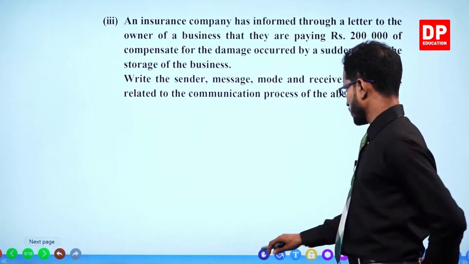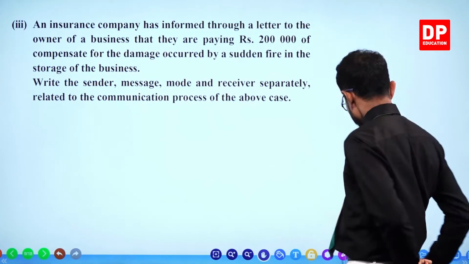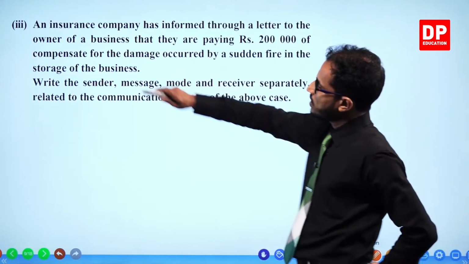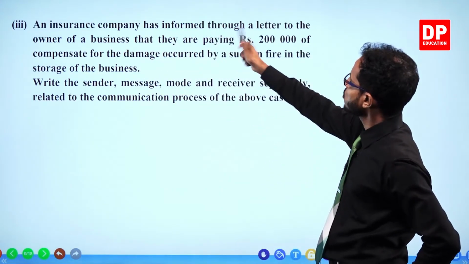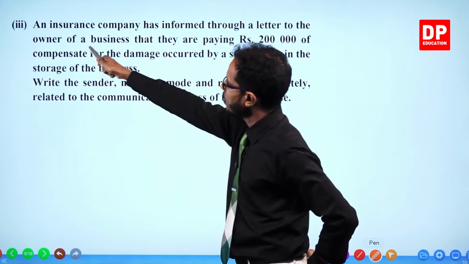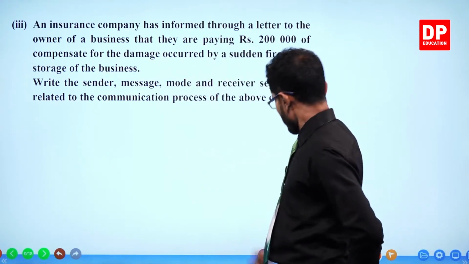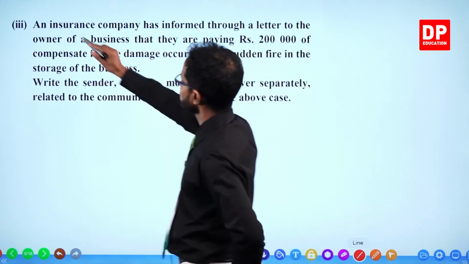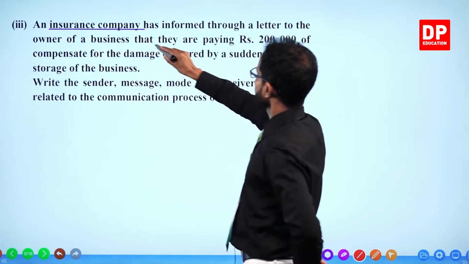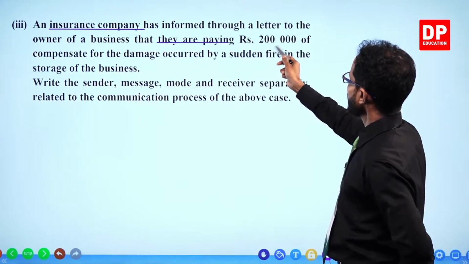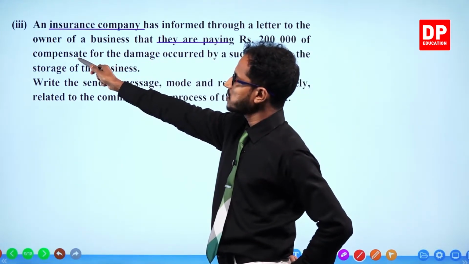Third part, or Roman number 3. An insurance company has informed the owner of a business through a letter that they are paying 200,000 of compensation.